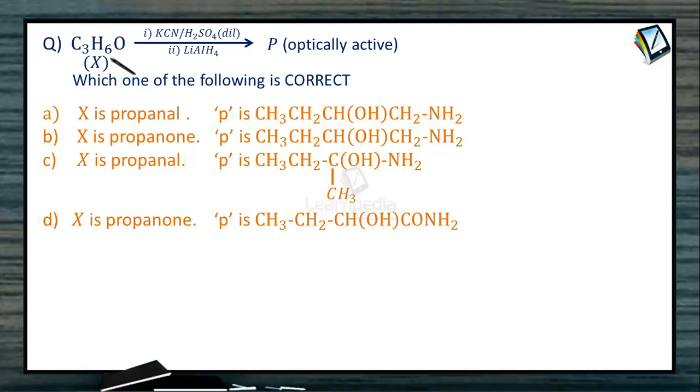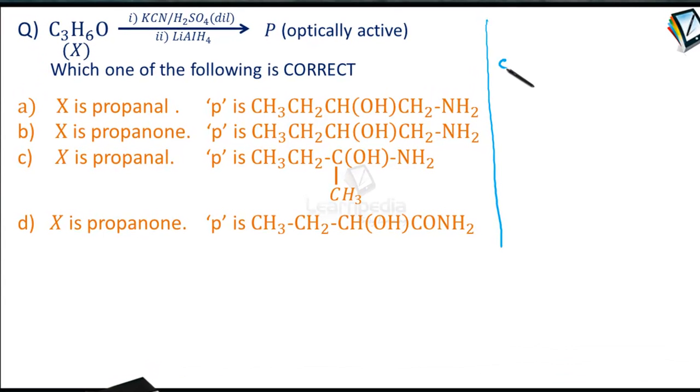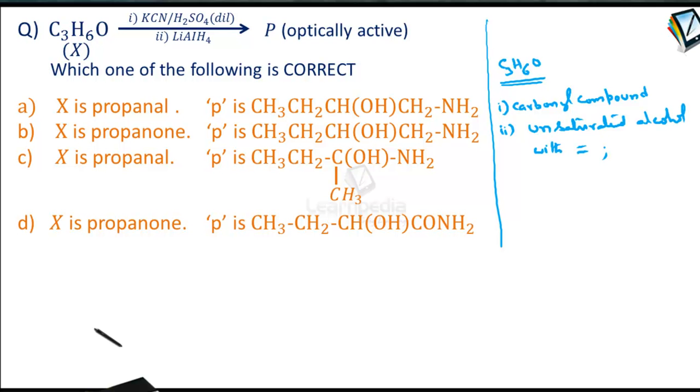Here in the next question we have C3H6O. This formula, alkene formula followed by oxygen, generally corresponds to a carbonyl compound or unsaturated alcohol. So this may be either a carbonyl compound, otherwise an unsaturated alcohol with a double bond, and it is treated with KCN in the presence of dilute sulfuric acid.